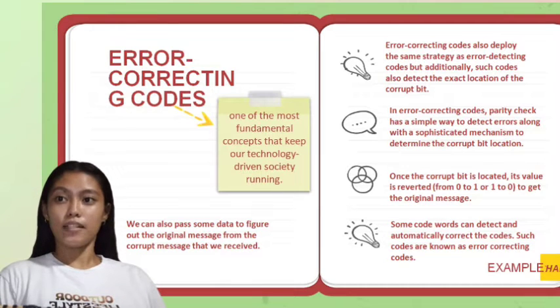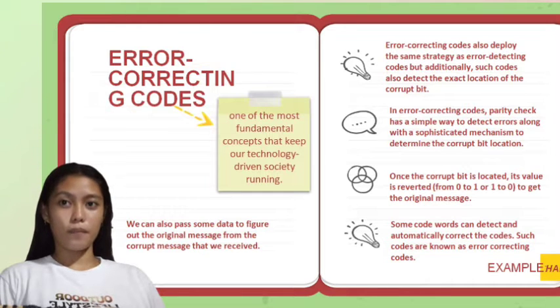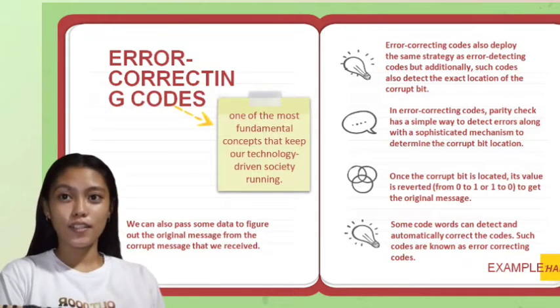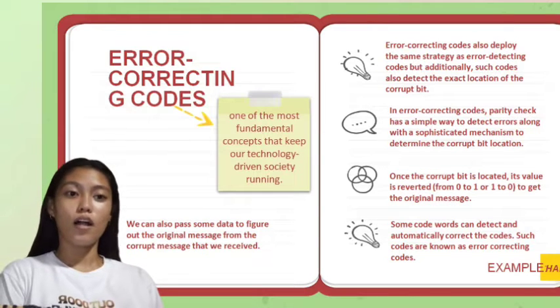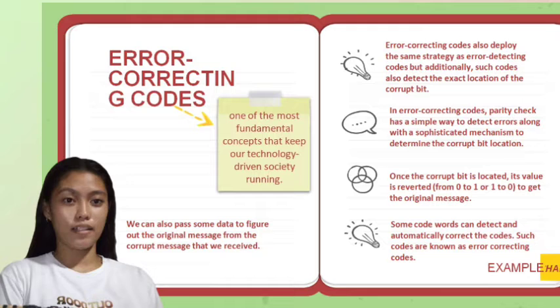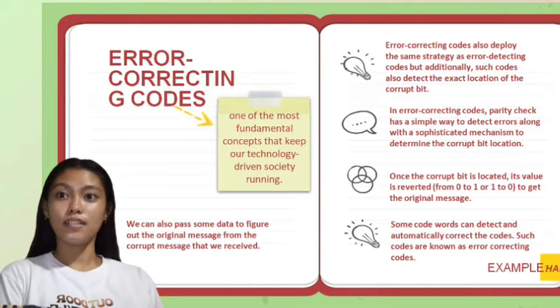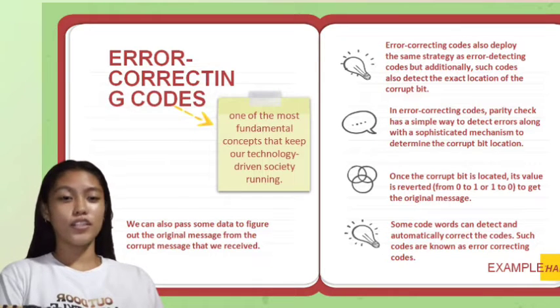We can also pass some data to figure out the original message from the corrupt message that we receive. Error correcting codes deploy the same strategy as error detecting codes, but additionally, such codes also detect the exact location of the corrupt bit. In error correcting codes, parity check is a simple way to detect errors, along with a sophisticated mechanism to determine the corrupt location. Once the corrupt bit is located, its value is reverted from 0 to 1 or 1 to 0 to get the original message.